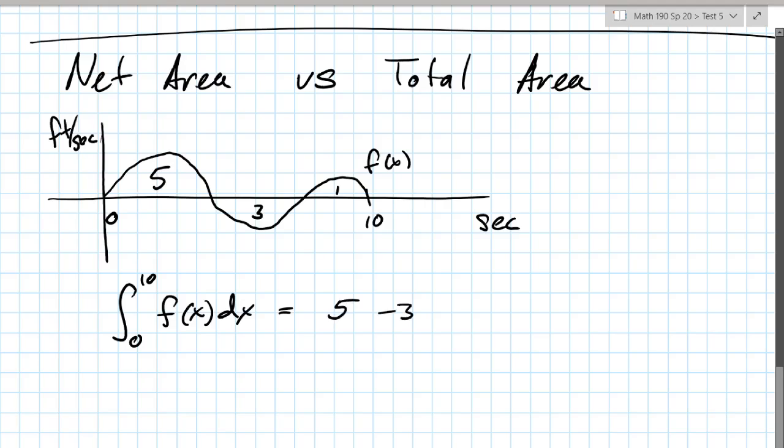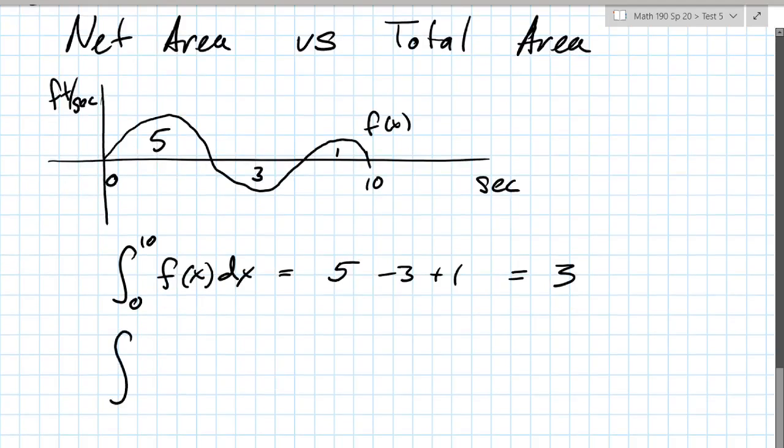5 minus 3 plus 1. Since this is area under the x-axis, it would give us a negative contribution to that problem, and that would give me a 3.